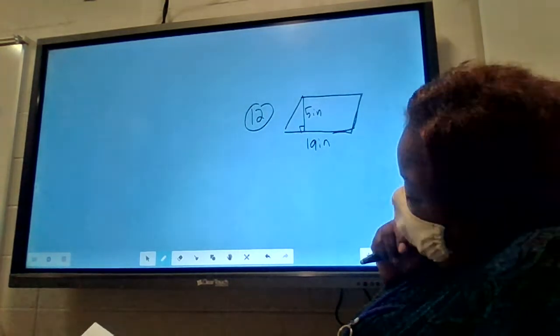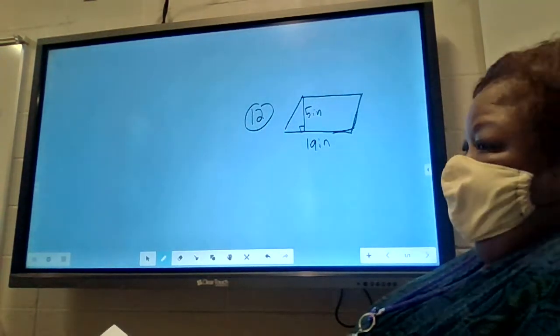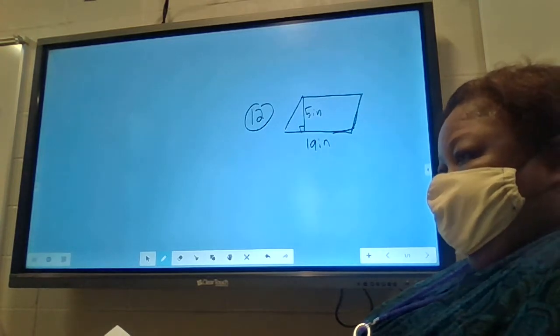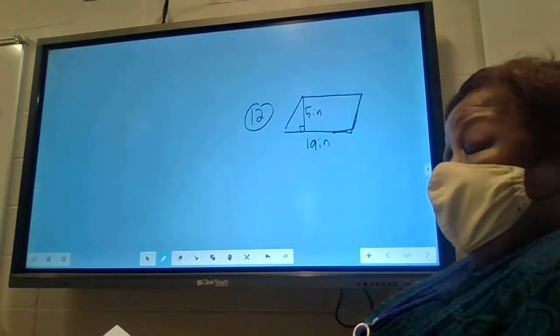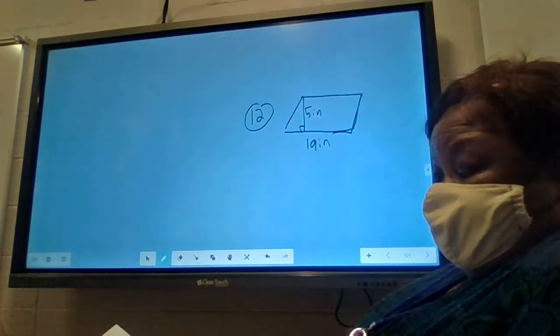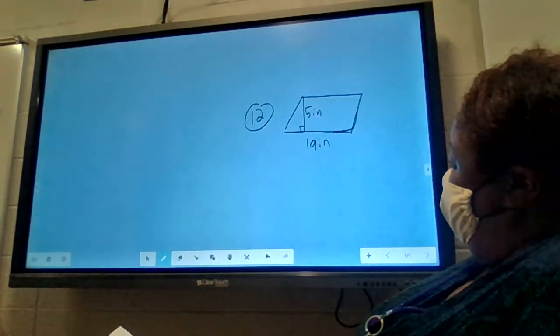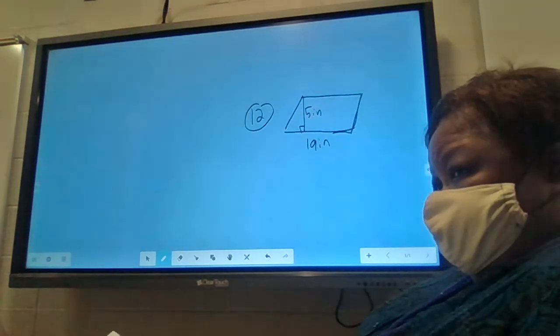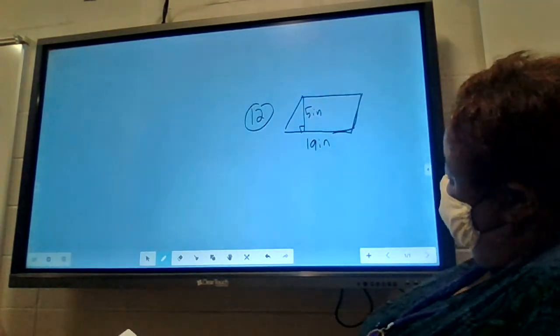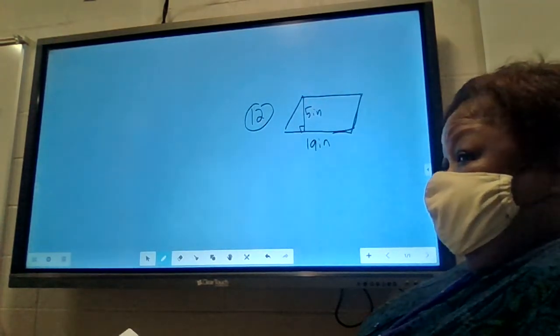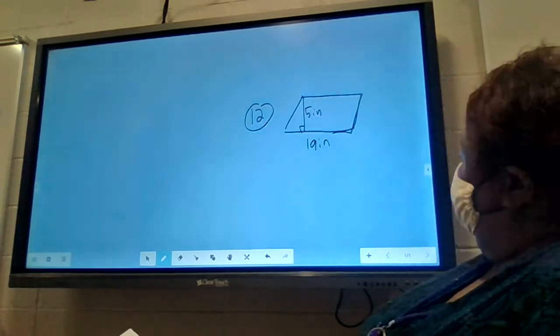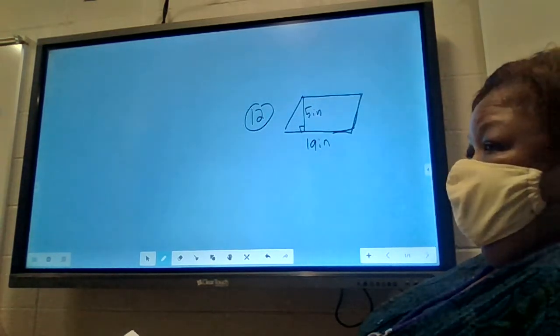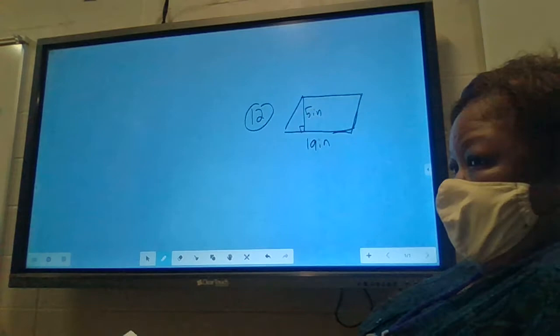What other figures did we study? Square, quadrilateral. Quadrilateral means it has four sides. Okay, we studied a rectangle. What else? Polygon. Well, all of them are polygons.